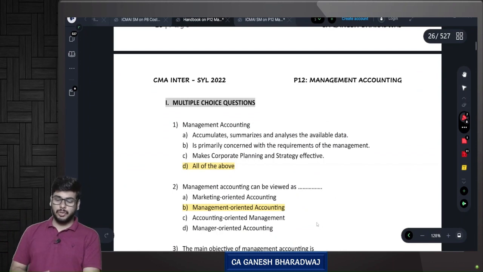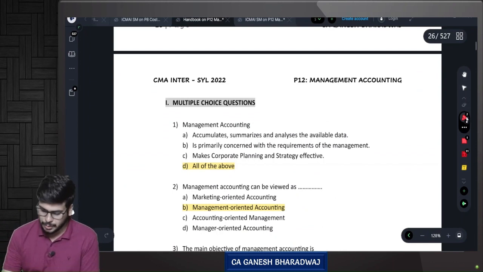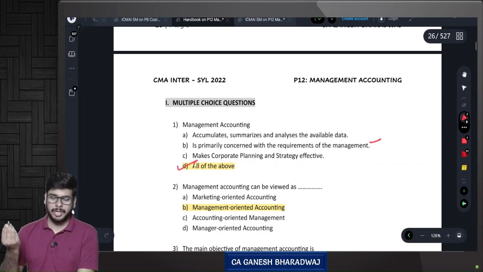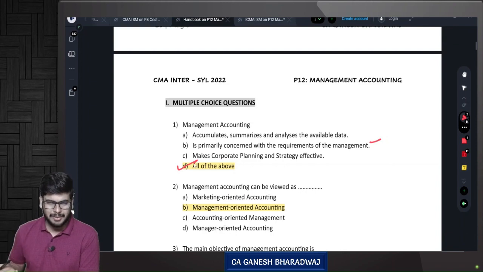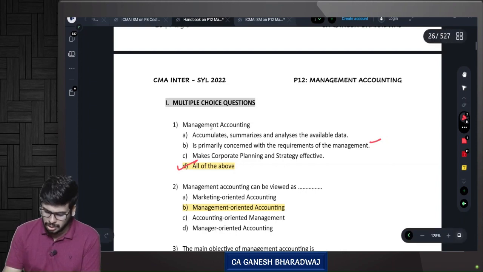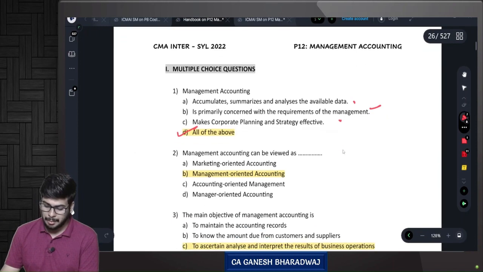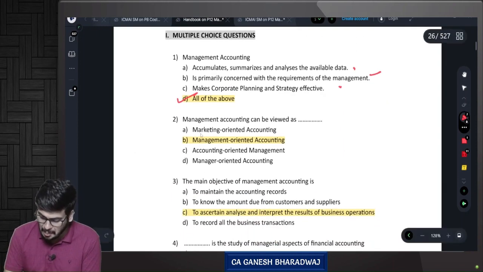Now let's quickly run through the MCQs, the multiple choice questions. Management accounting accumulates, summarizes, and analyzes the available data. It is primarily concerned with the requirements of the management, correct? Makes corporate planning and strategy effective. All of the above, obviously. It focuses on all the three, so it's only going to be all of the above. Management accounting can be viewed as marketing oriented accounting, absolutely not. Management oriented accounting, absolutely.